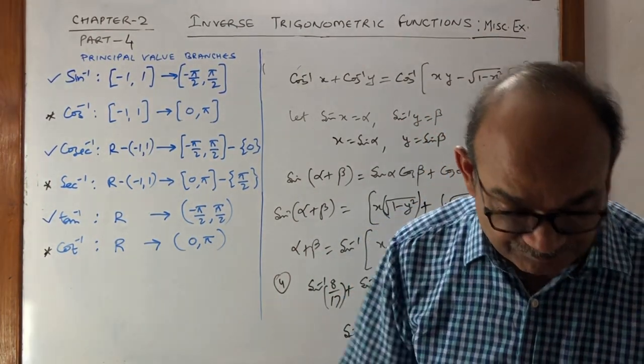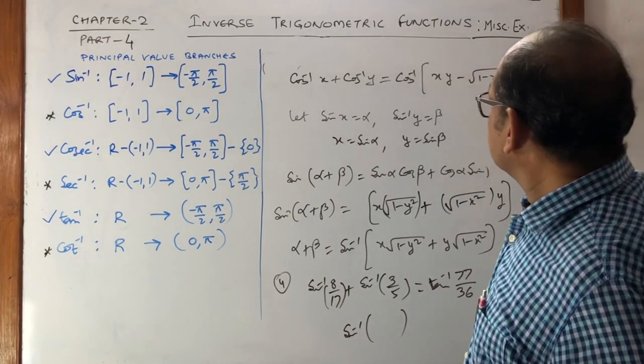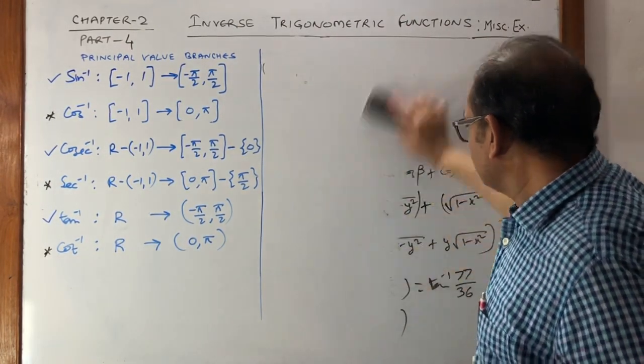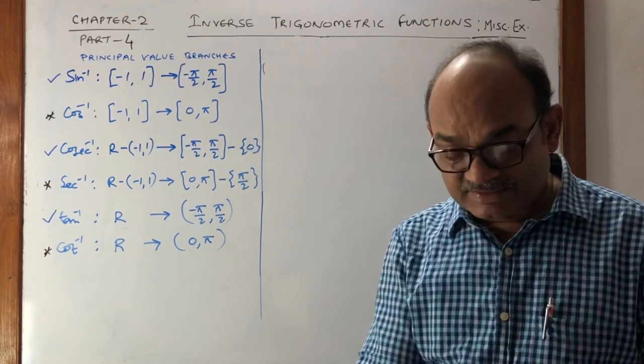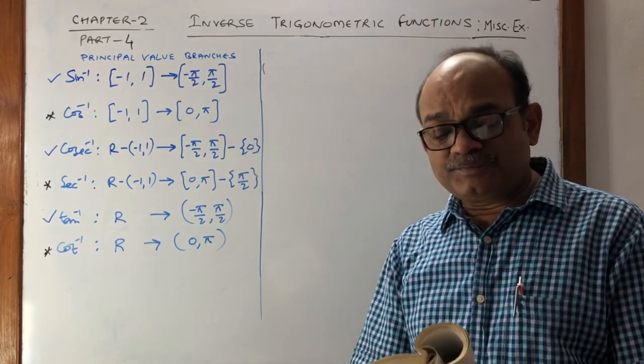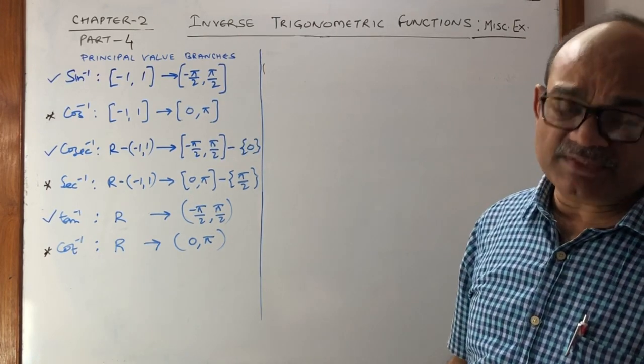Some more problems. Say sum number 5. Sum number 5 we can solve by converting in terms of tan inverse, or you may directly apply the formula of cos inverse plus cos inverse.